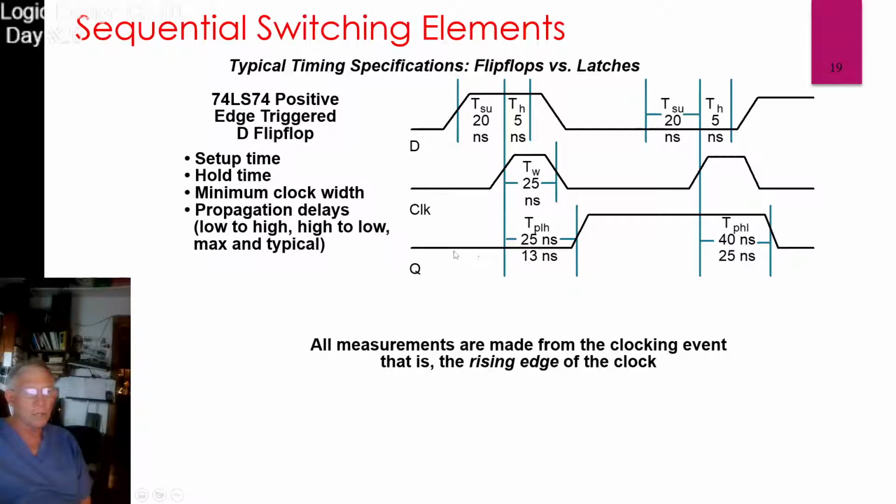Now notice, from the low to high transition, that's 25 nanoseconds and 13 typical, but here 40 nanoseconds from high to low and 25 typical. So that's quite a difference. It's almost double the typical anyway. And so as a result, notice there's not symmetry here between the low to high transition and the high to low transition. And that's typical. That often can happen.